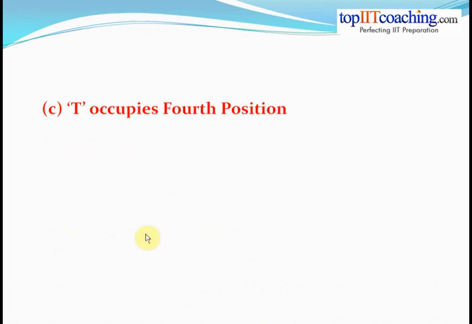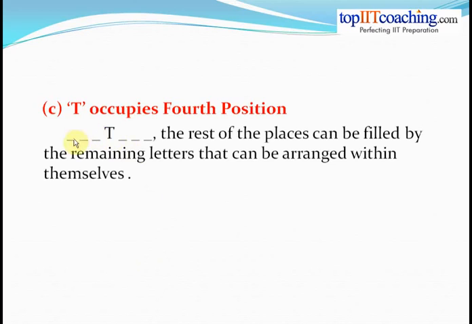Now the C part, that is T occupies the 4th position. So the words will be of this form, T being at the 4th position, and the rest of the places can be filled by the remaining letters, that is B, R, A, C, E and K. So they can be done in 6 factorial ways, that is the total number of words is equal to 6 factorial, equal to 720.